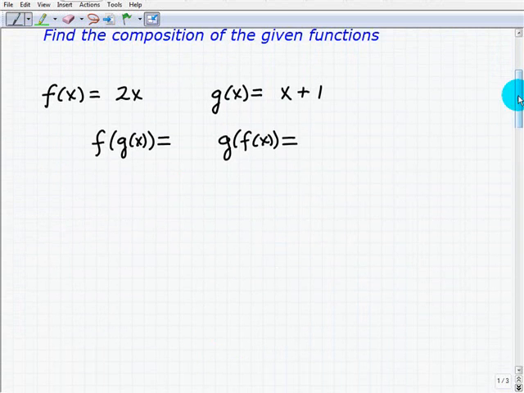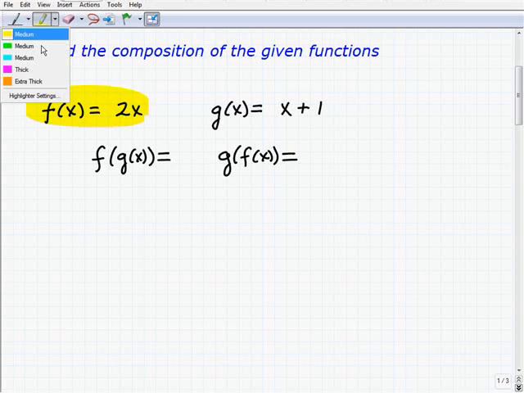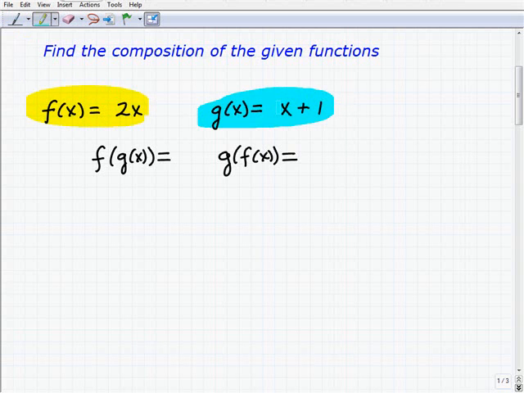We want to find the composition of these two functions. Now, we have a function here, f of x, and we have another function here, g of x. And what we're going to be doing is we're going to find f of g of x. We're going to plug in the g of x function into f right here. Okay, we're going to do that for f of g of x. And then we're going to, let's use another color, we're going to plug in the f of x function into the g function. All right, so that's what we're going to be doing. Let's go ahead and start off with the f of g of x function first.